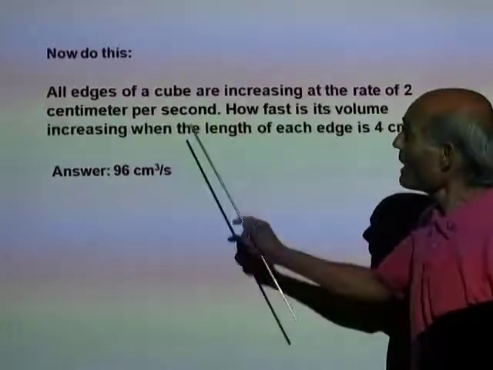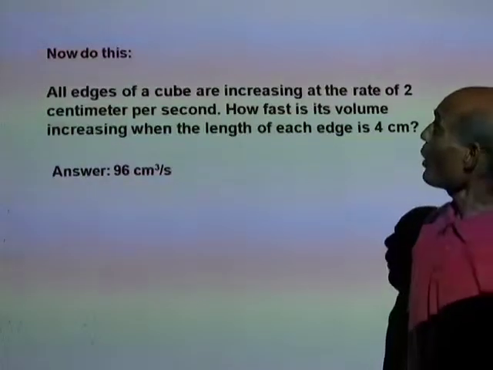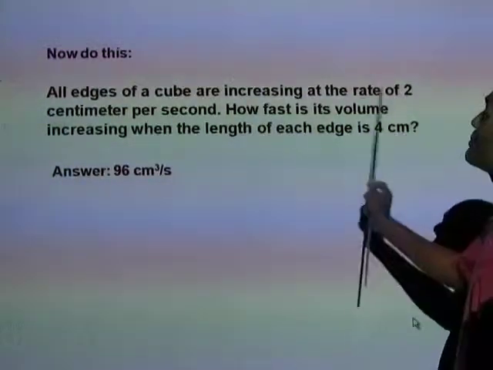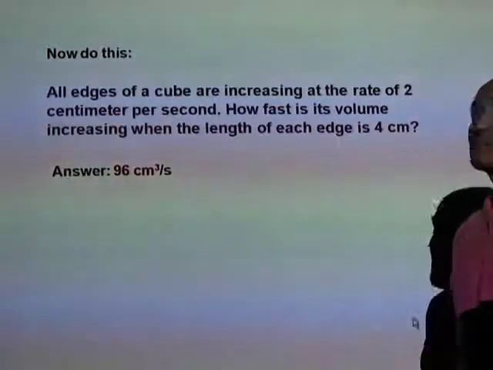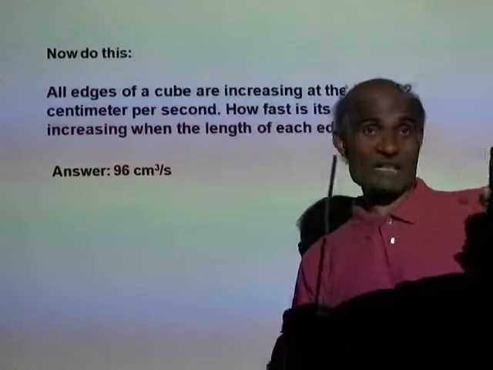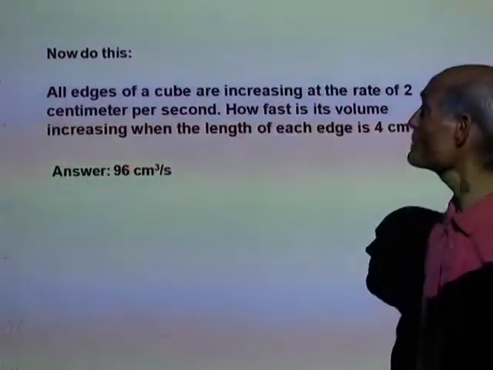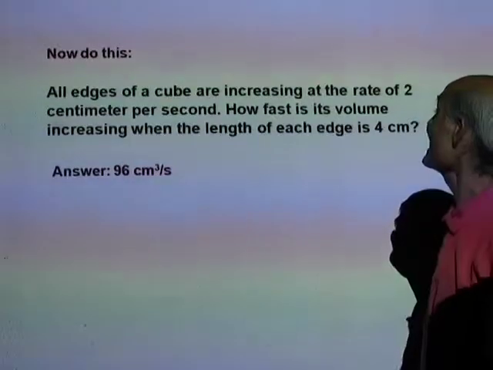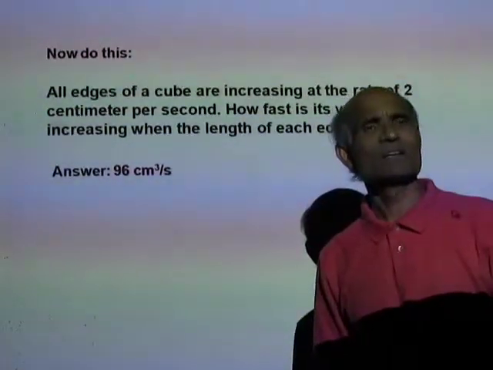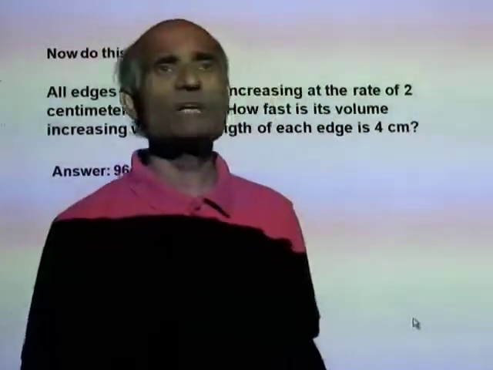Alright, now I want you to do this on your own. All edges of the cube are increasing at the rate of 2 centimeters per second. Well, of course, the cube has all its sides equal. Now, how fast is its volume increasing when the length of each edge is 4 centimeters? It's a very simple one. Try that and let me know if you need any help.